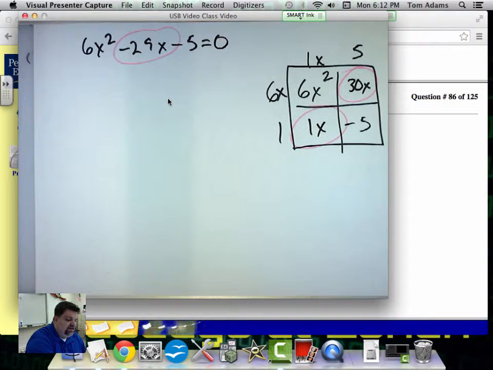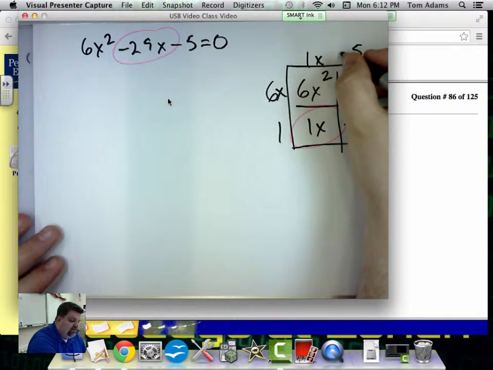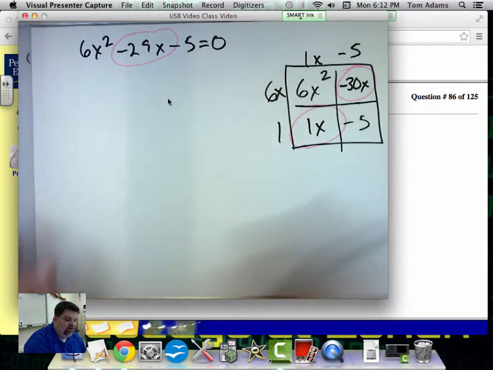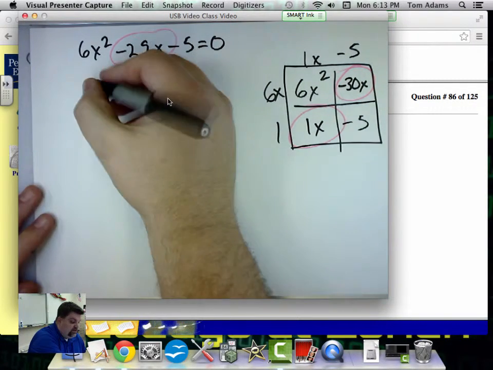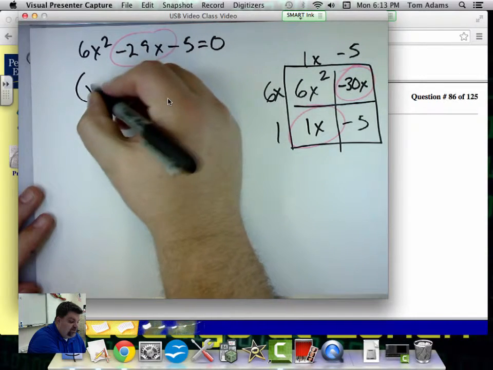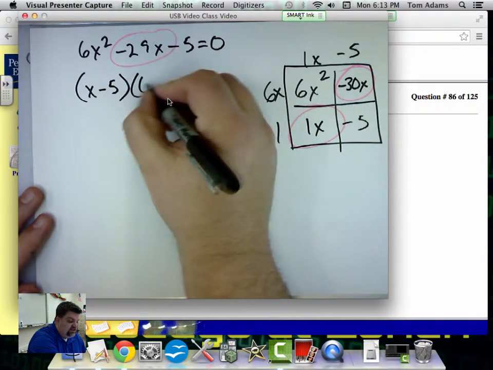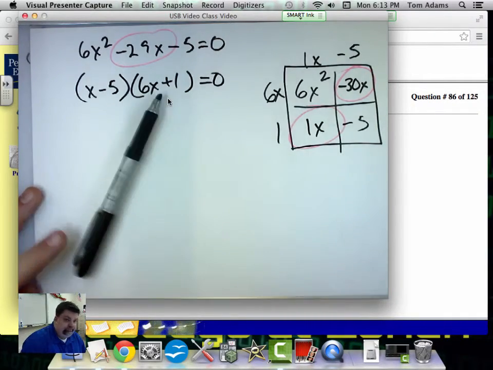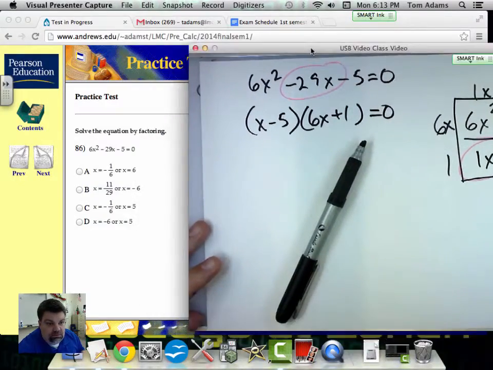Now one of these has to be negative and one of these has to be positive with regards to the 5 and the 1. If I make my 5 negative, then this becomes negative 30. Negative 30 plus 1x is negative 29. That's it, we're done. So I've got x minus 5 times 6x plus 1 equals 0. That's all we had to do.